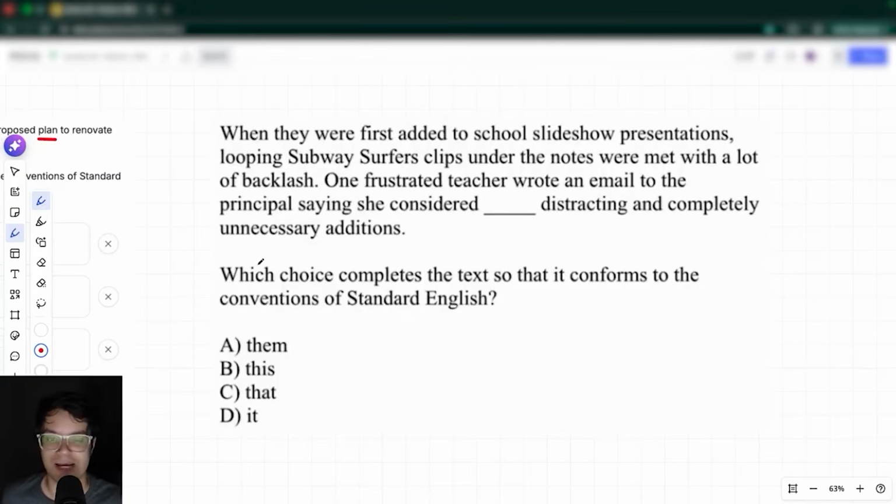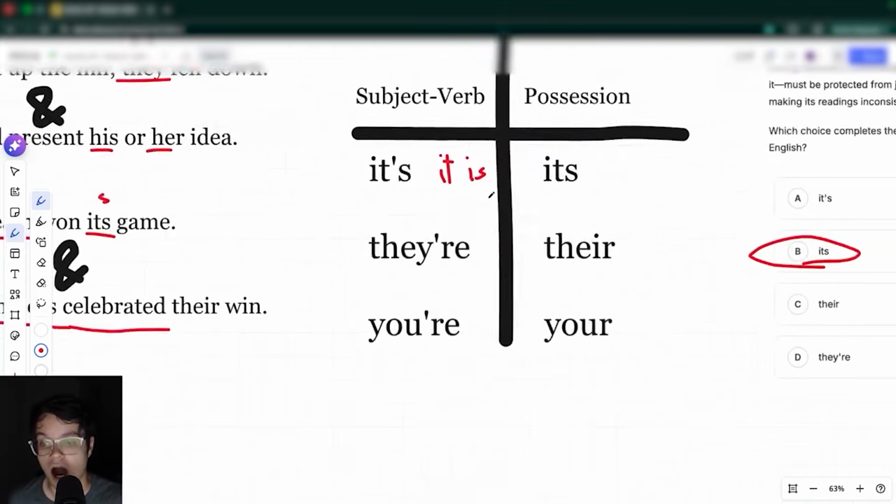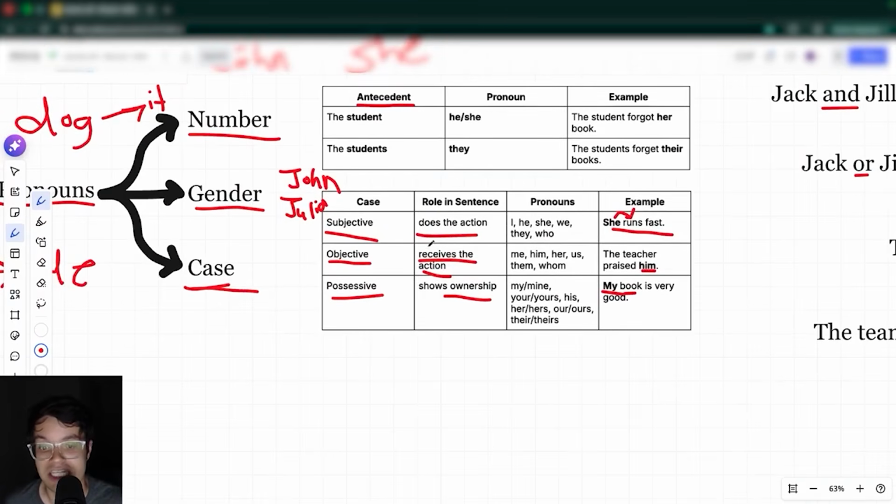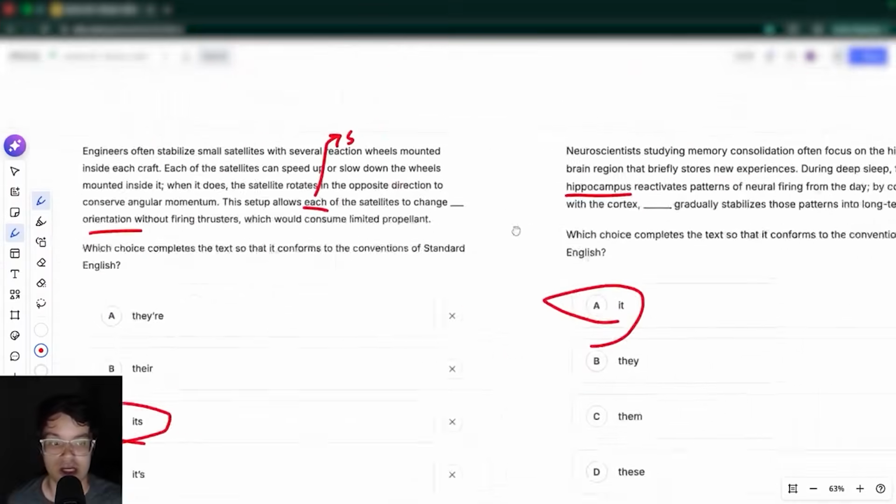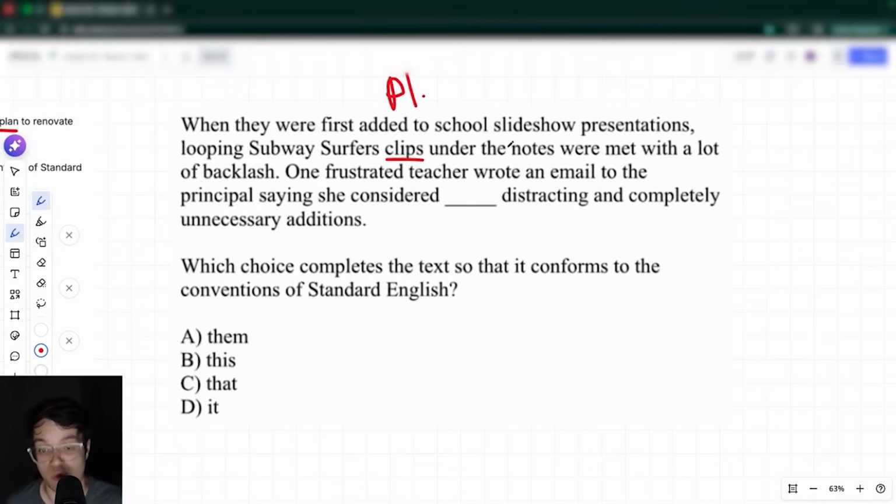And just one more quick example. We have here one frustrated teacher wrote an email to the principal saying she considered blank distracting and completely unnecessary additions. So they're talking here about Subway Surfer clips, so that would be a plural thing this time. And also it's saying she considered blank distracting. So this time it would be the objective case. It would be the thing that is receiving the action from the principal. So therefore we have to go for something here that's both plural and objective. So that would be something like them.